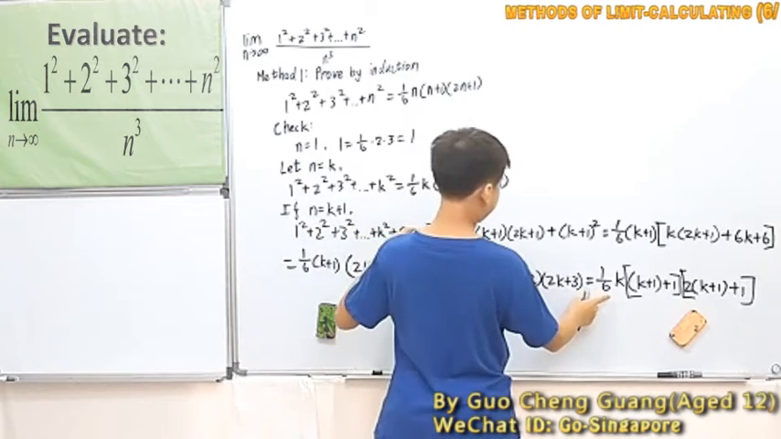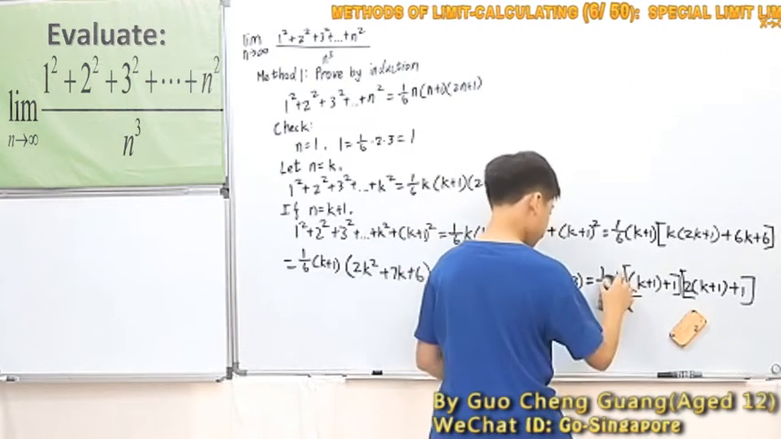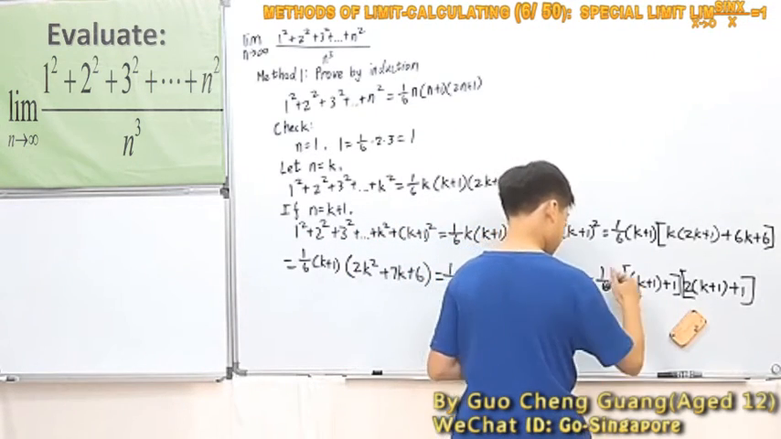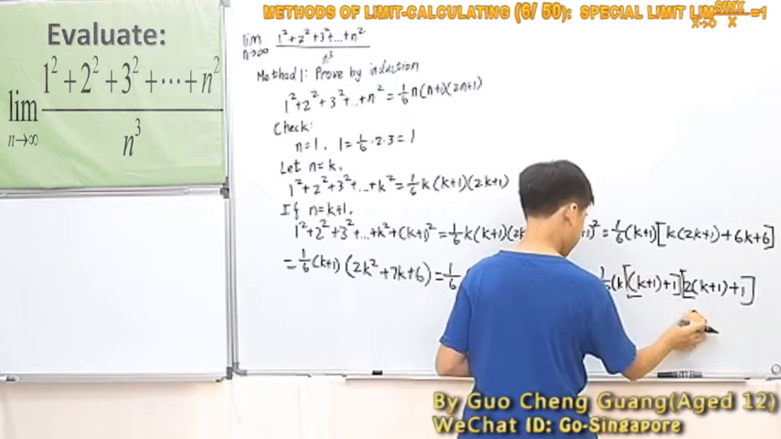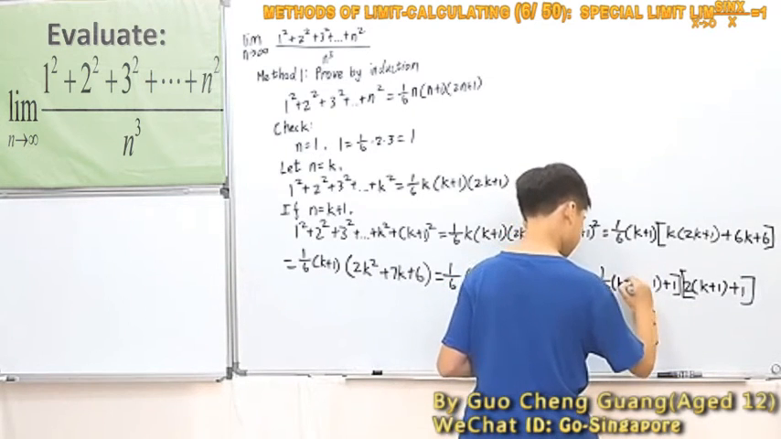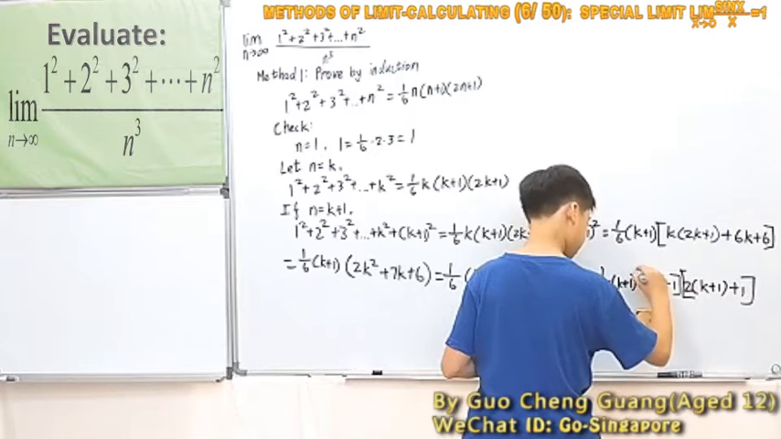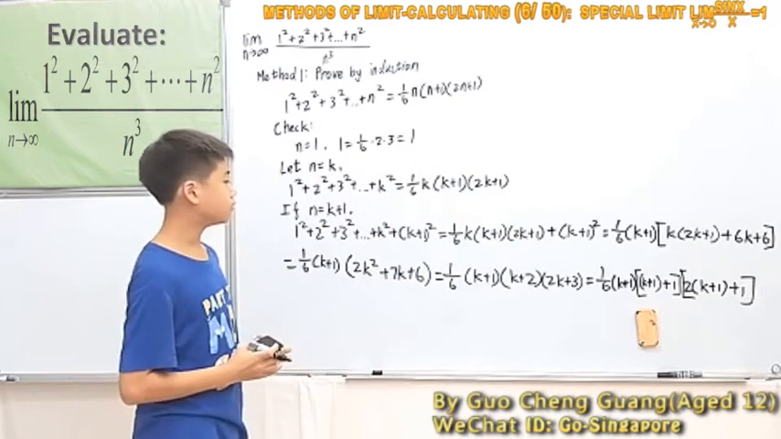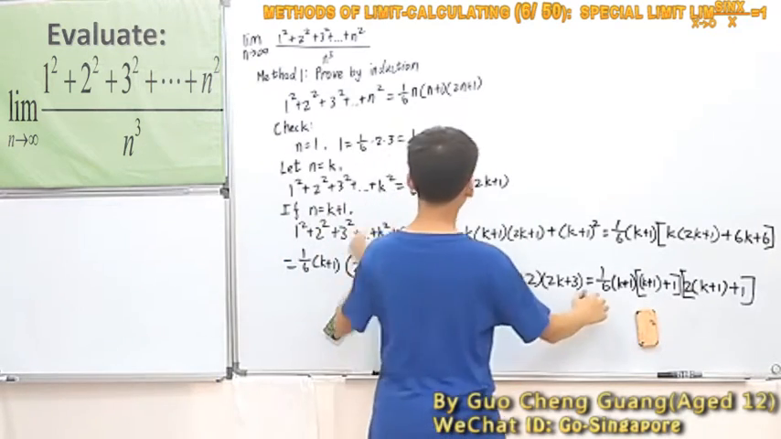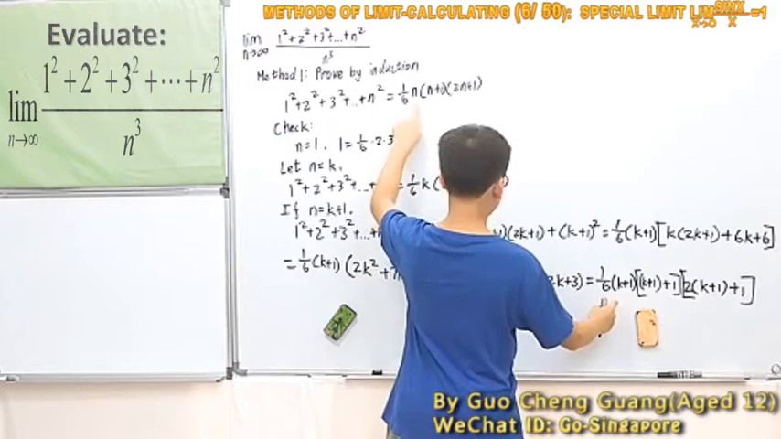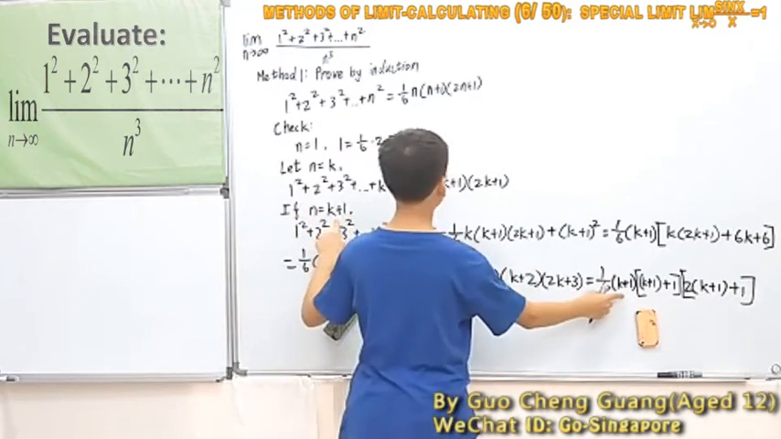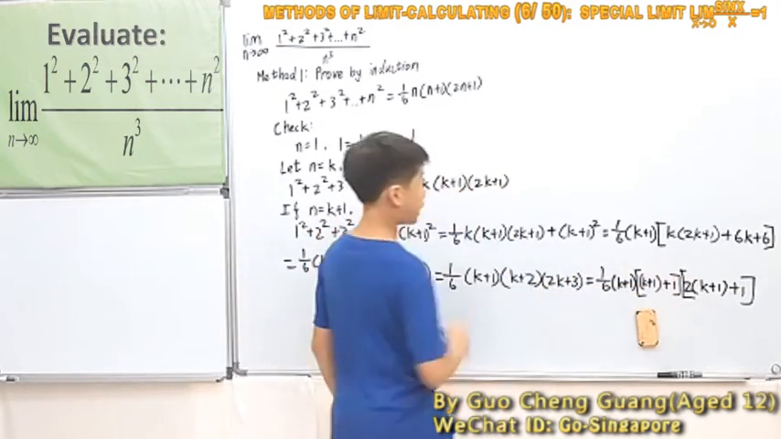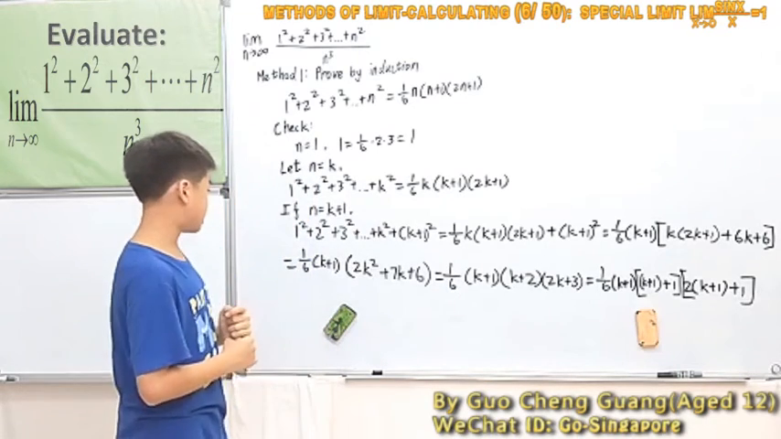So first, wait. This part is not k. This is k plus 1. Okay, like this. Now, this is much better. 1 over 6 is still the same. Then n is k plus 1. Yes. Okay, so they're all right.